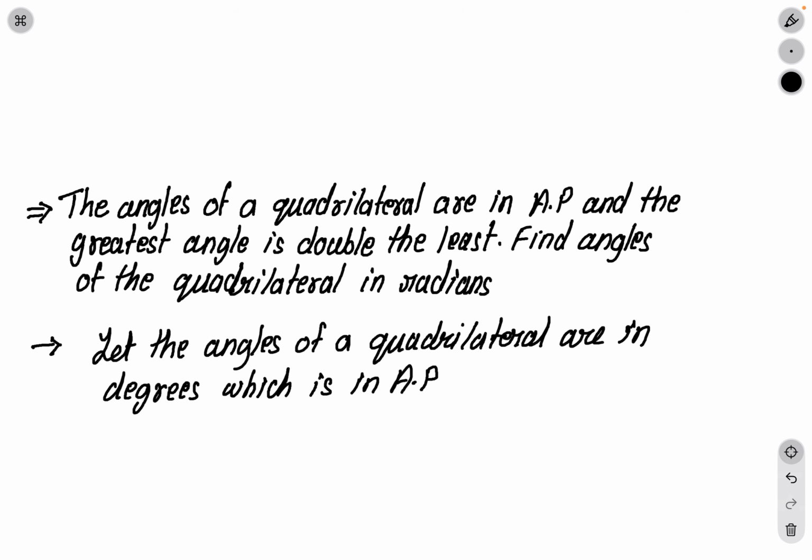Let the angles of the quadrilateral, in degrees, be in AP. So the angles will be A minus 3D, A minus D, A plus D and A plus 3D. These are the angles in arithmetic progression that we have assumed.